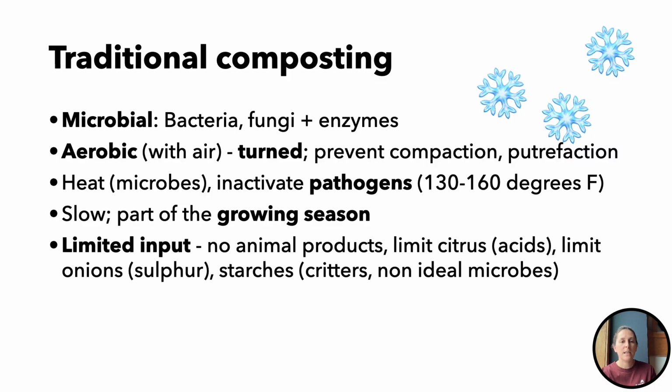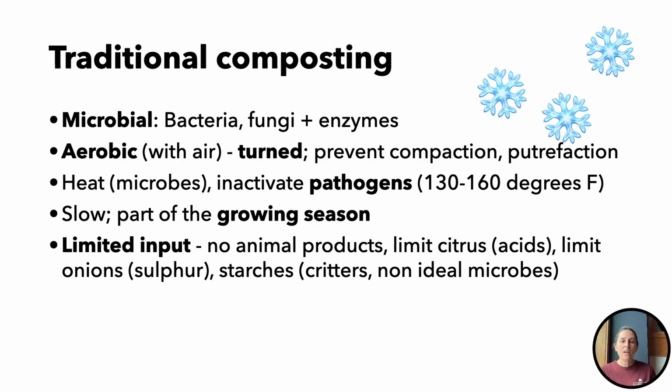Also, it has limited input, and so animal products that get put in a traditional compost heap will putrefy. Acids will inhibit some of the microbes that are there to break down that organic matter. And we also need to limit onions, because onions are a sulfur-rich food, and sulfur is part of that hydrogen sulfide gas. And so if you add onions, you're going to inhibit microbes, but you also run the risk of having a really stinky pile.